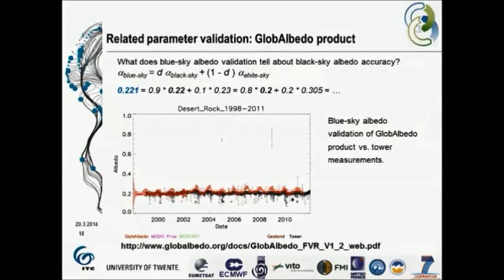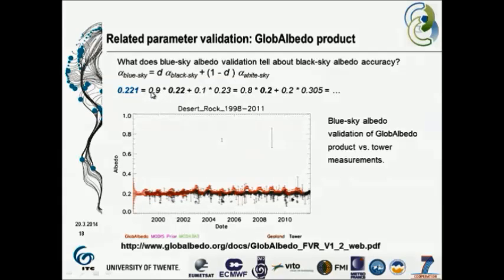Then about this related parameter validation. If we are after the accuracy of the black sky albedo, what does this blue sky albedo validation tell? For example, here, if you think that the blue sky albedo is something like 0.22, like here in this desert rock place, the tower measurements are the black ones and the GlobAlbedo is the red one.